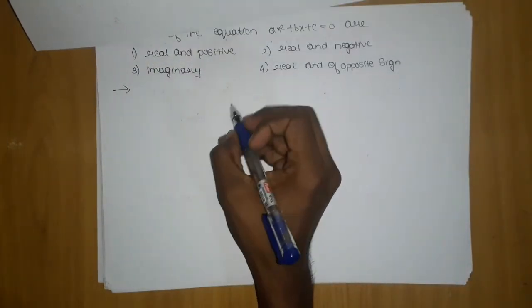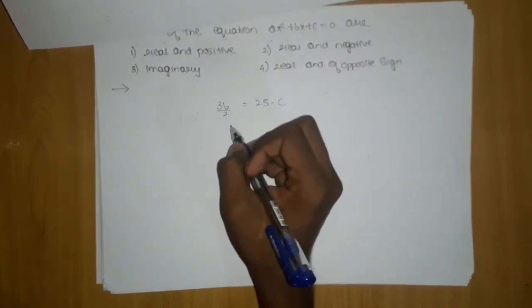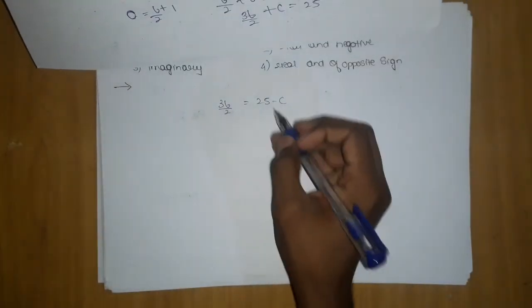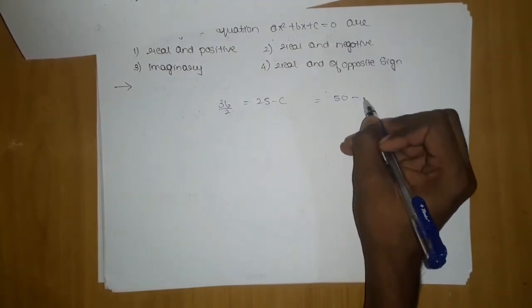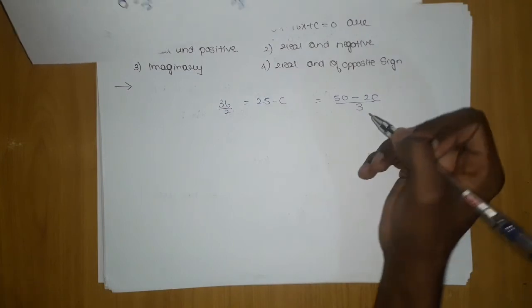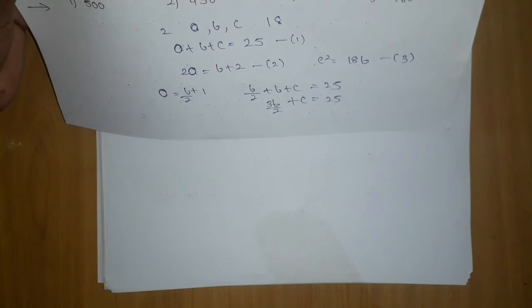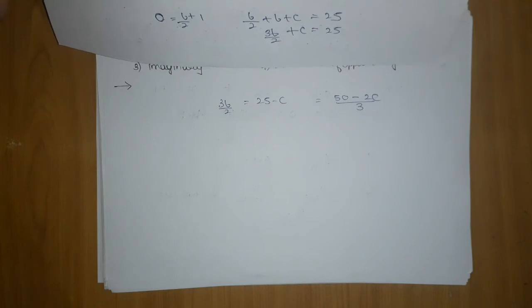Okay, let me move on to the next page. So I am getting 25 minus c is equal to 3b by 2. If I multiply here by 2 and 3, we are getting 50 minus 2c by 3. Wait a minute, we are making some mistake.